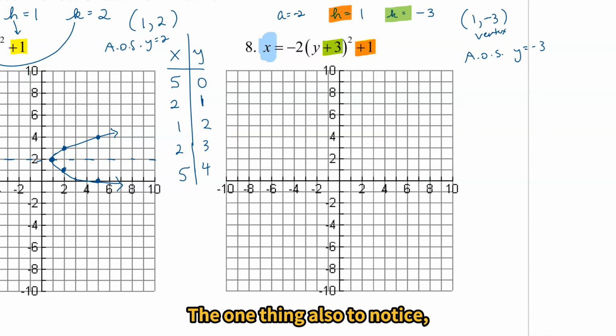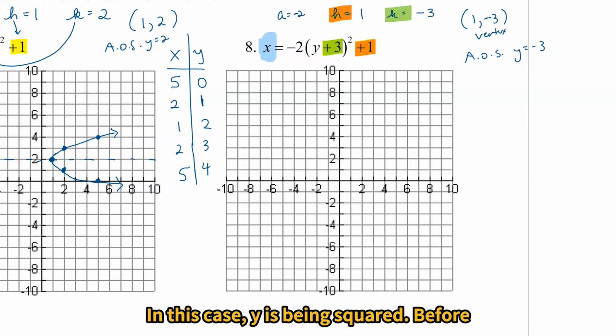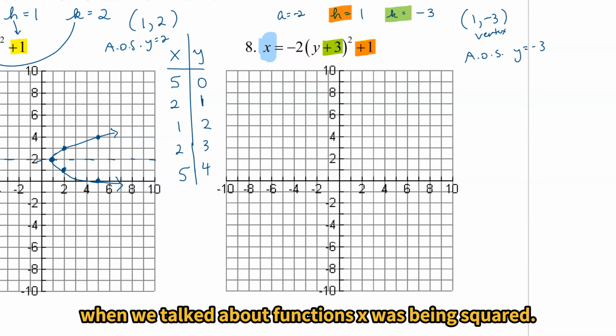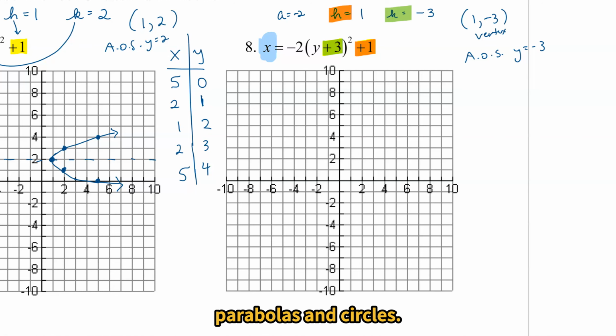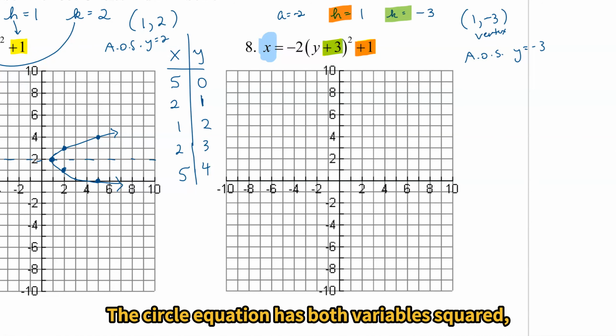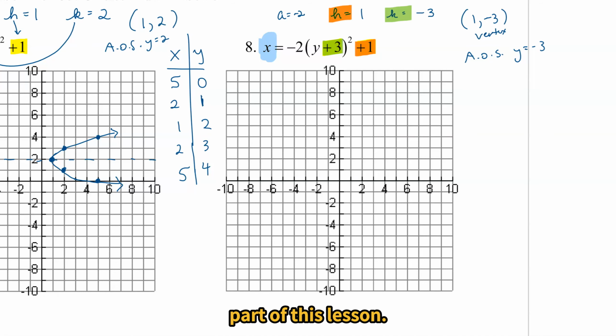The one thing also to notice, the parabola has only one variable squared. In this case, y is being squared. Before, when we talked about functions, x was being squared. This becomes important when you look at parabolas and circles. The circle equation has both variables squared. So that's a little foreshadowing into the next part of this lesson.